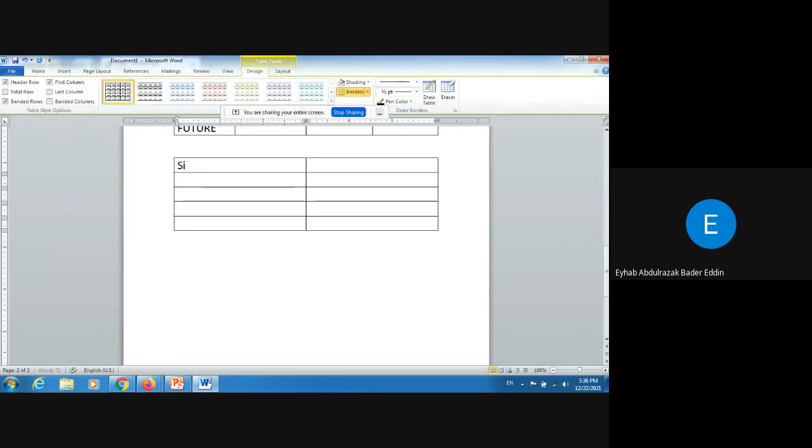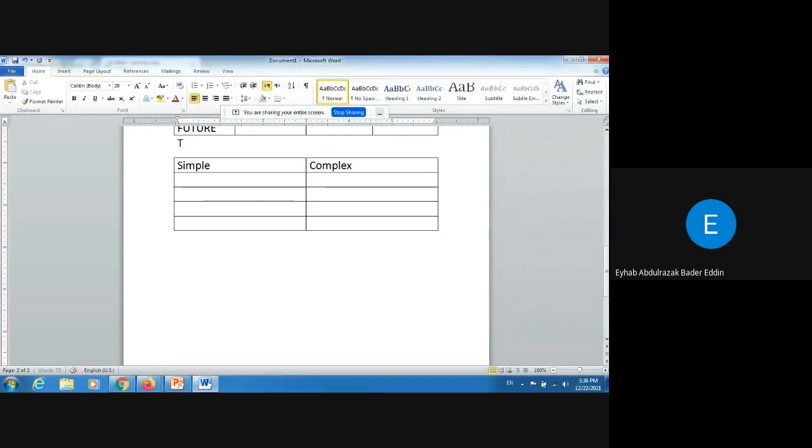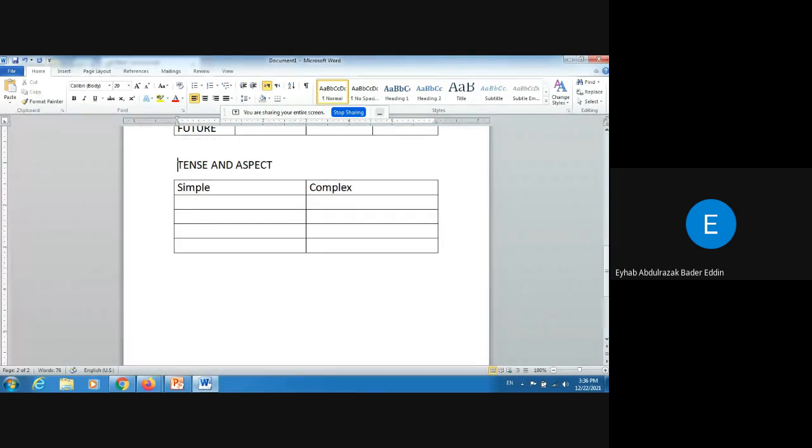Okay, so we have simple and we have complex. We are not talking about sentences here, because we have simple, complex and compound sentences, but here we're talking about the relationship between tense and aspect. If you understand this very well, your view of grammar will be different in an easy way. You will be looking at grammar from a corner of easy understanding and profound understanding of grammar.